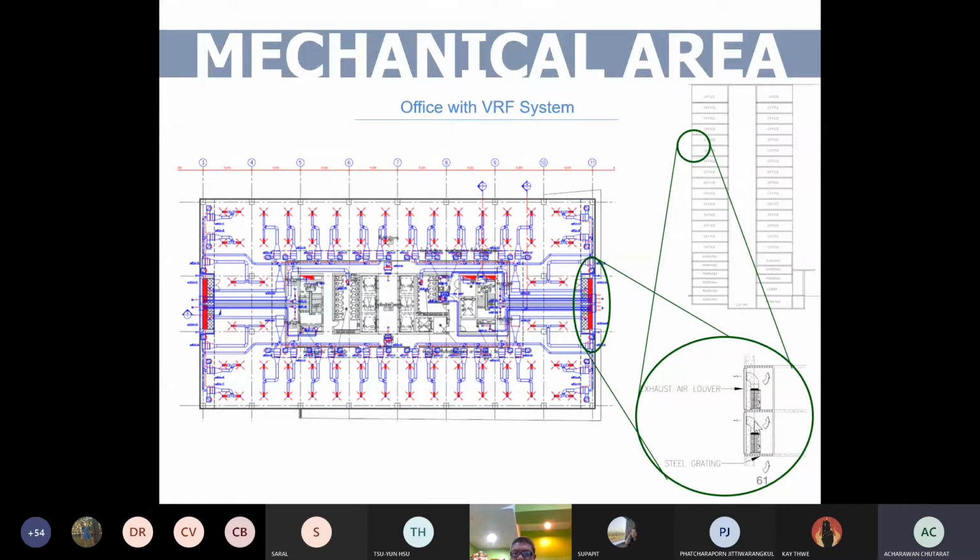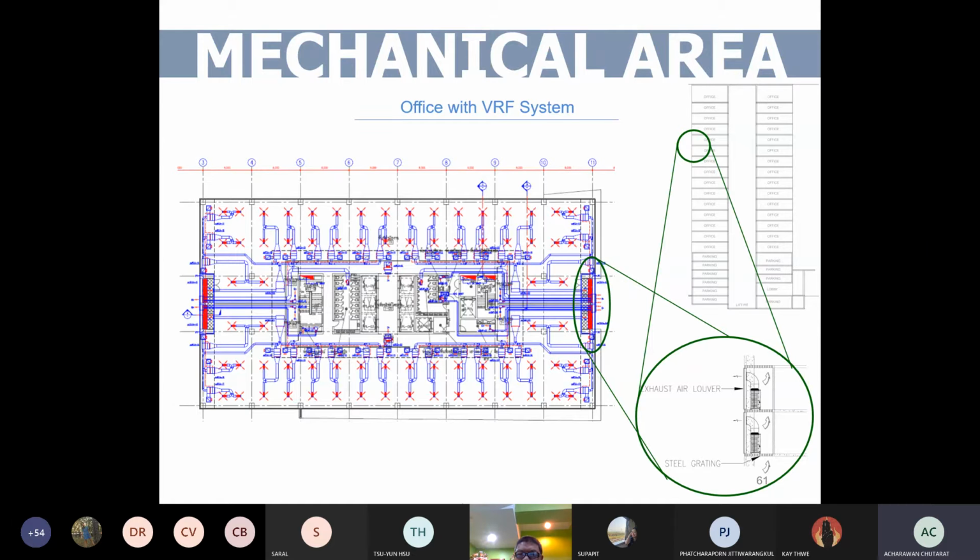May I ask how to design, like, should they put the facing of the fan away from the facade or something? Is there any recommendation? Yes, correct. Yes, I see.